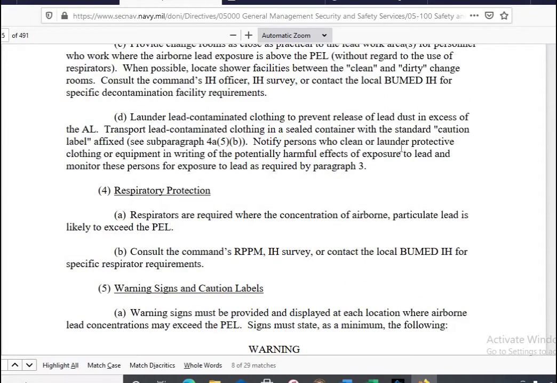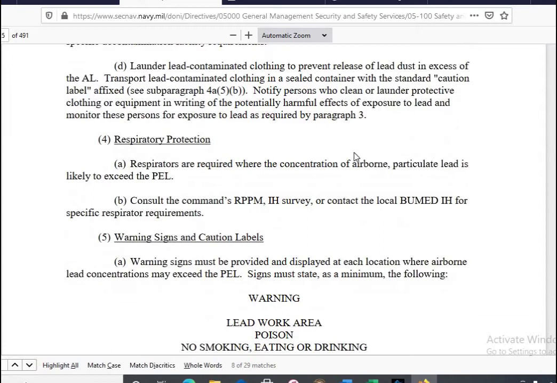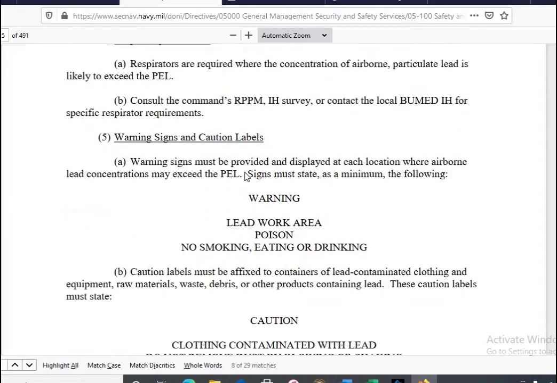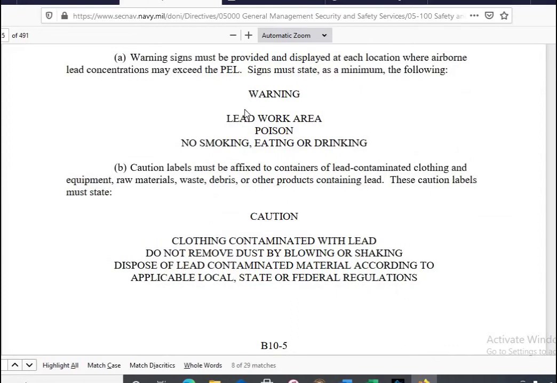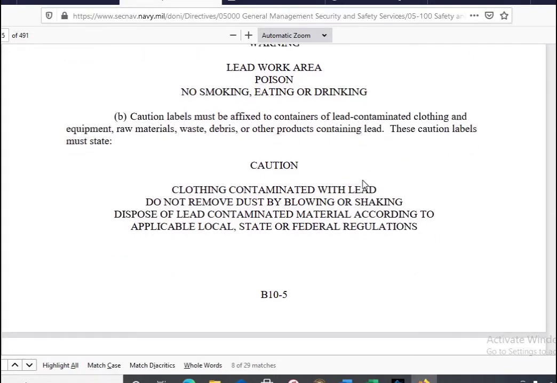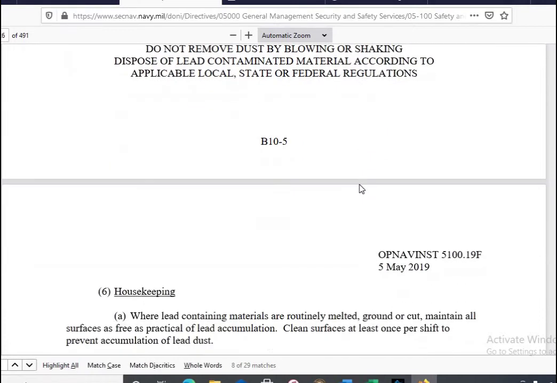Launder lead-contaminated clothing, and people that wash it need to be in the know of what they're washing. Warning signs, kind of obvious: lead work area, poison, don't smoke, eat, or drink. It does say earlier you're supposed to wash up before you smoke, eat, or drink after working with lead.